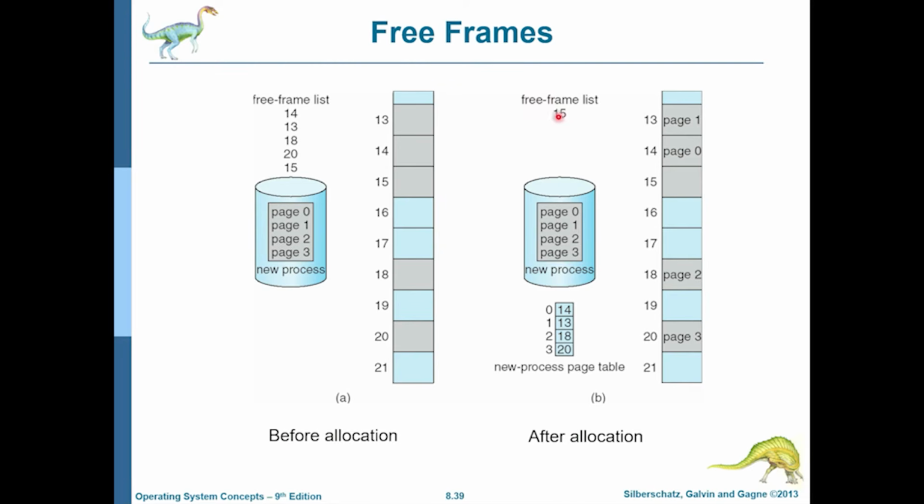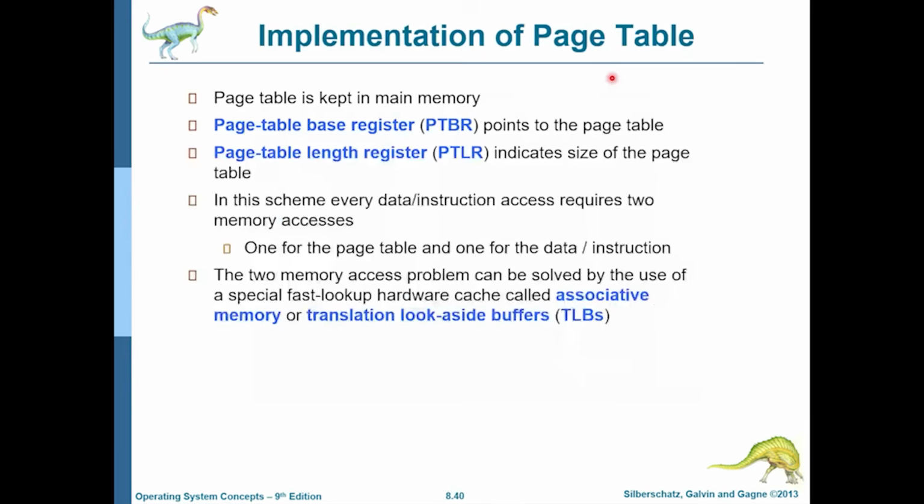And now the free frame list is shorter because 4 frames are gone and only 1 frame, that is frame number 15, is free at this point of time. Just like in segmentation, where the segment table used to be kept in memory somewhere, page tables are also kept in main memory, and the location of the page table is usually given by something called a page table base register. And there is also something called a page table length register, which can be used for extra protection.